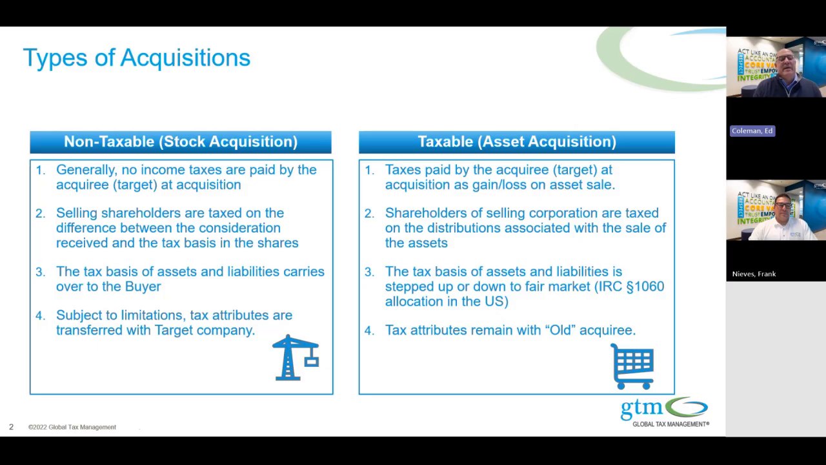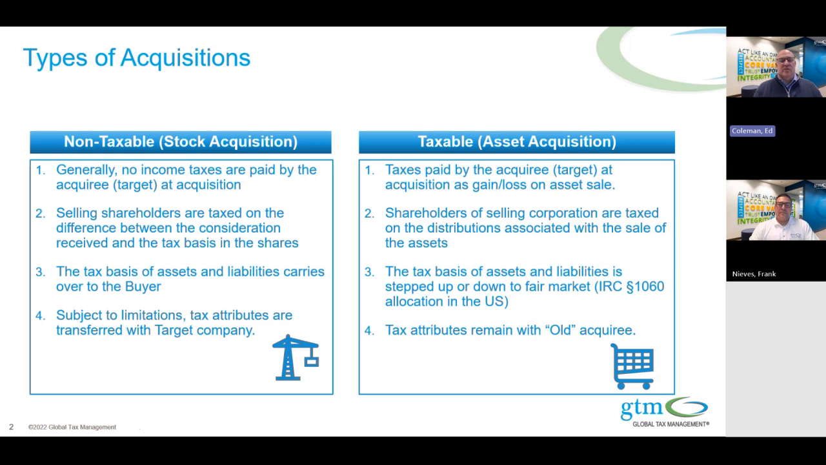And the tax basis of assets and liabilities carry over to the buyer. So there's no step up within the corporate world because there's no gain or loss that's happening within the corporation. And subject to limitations, and there's a number of them, tax attributes are transferred with the target company. So your typical one that everybody thinks of is net operating losses, but any kind of losses or credits or other attributes come forward.